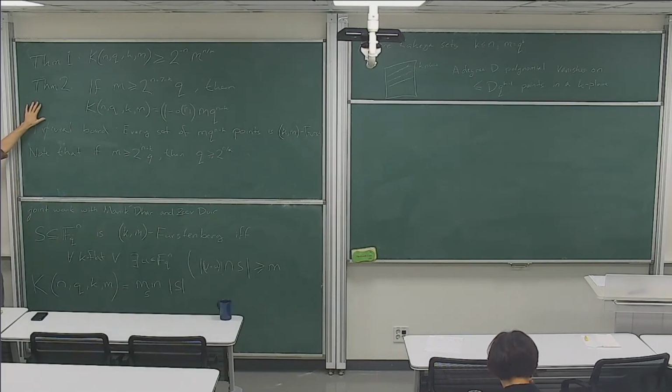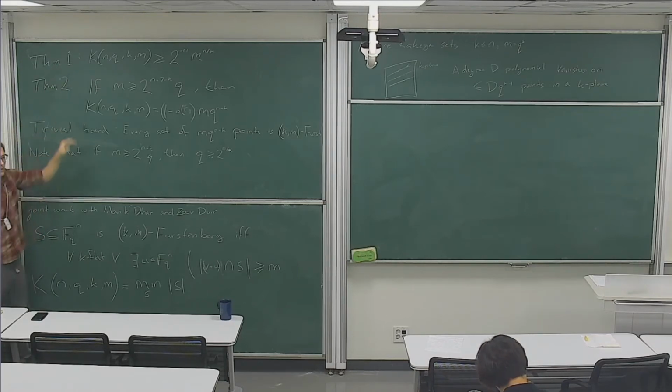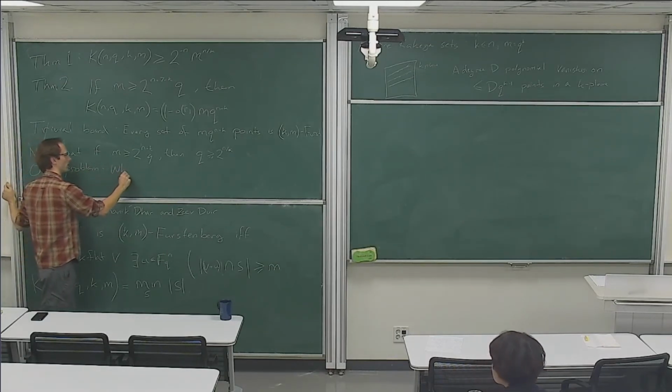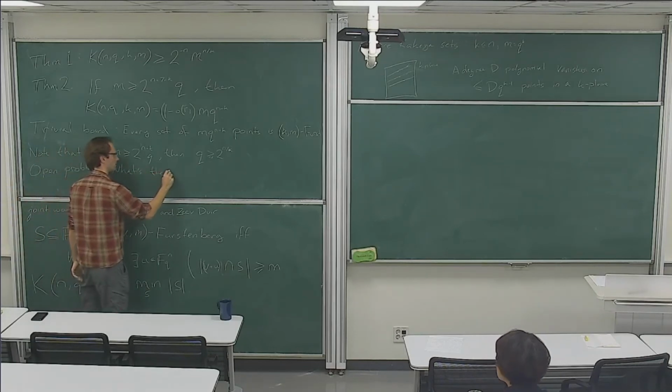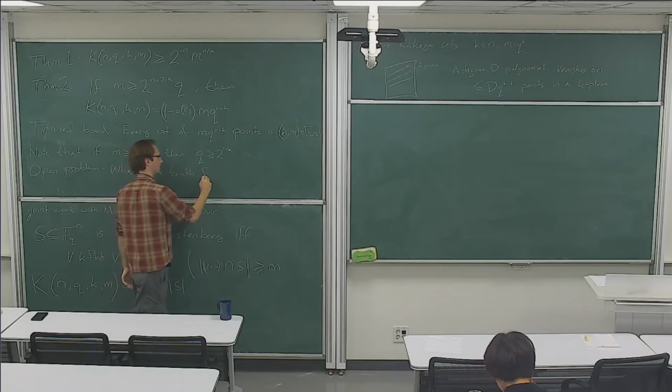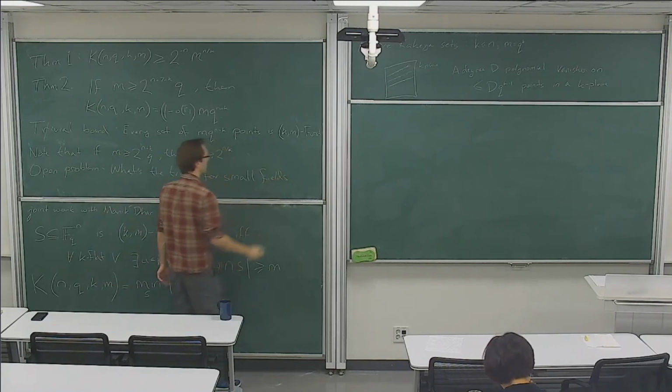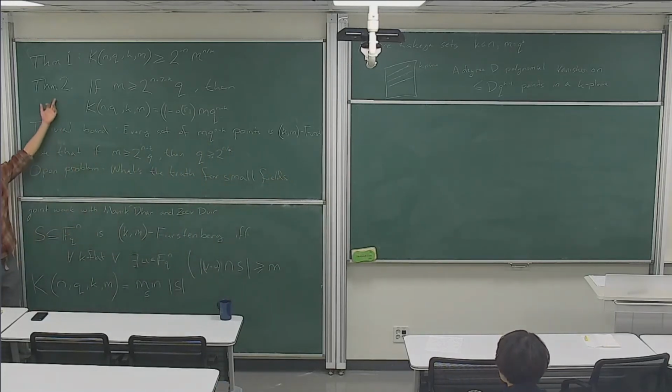The other thing is that we don't have applications for this yet, but if there were applications in computer science, we would primarily be interested in the case where the field size is fixed and the dimension is large. So we'd still be sort of stuck with the weaker bound. So there's an interesting open problem: what's the truth for small fields?